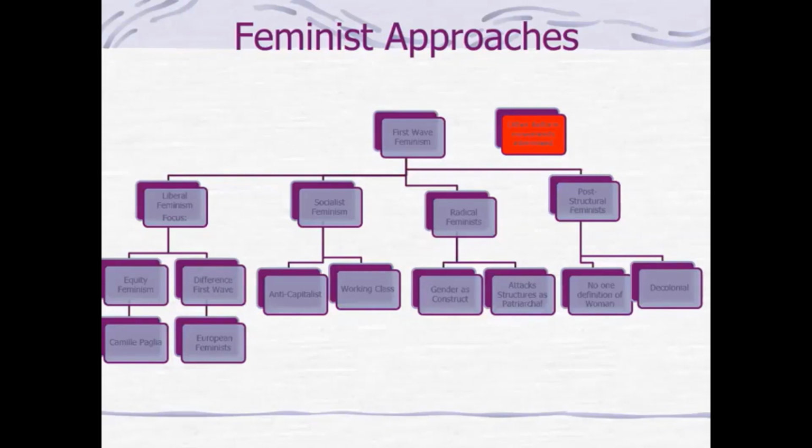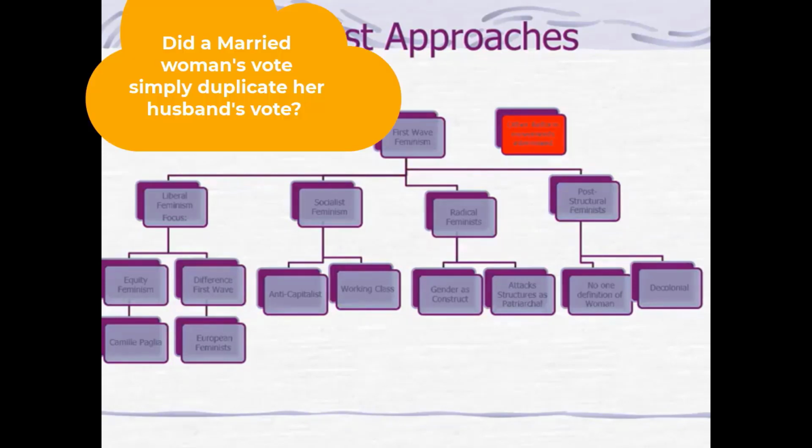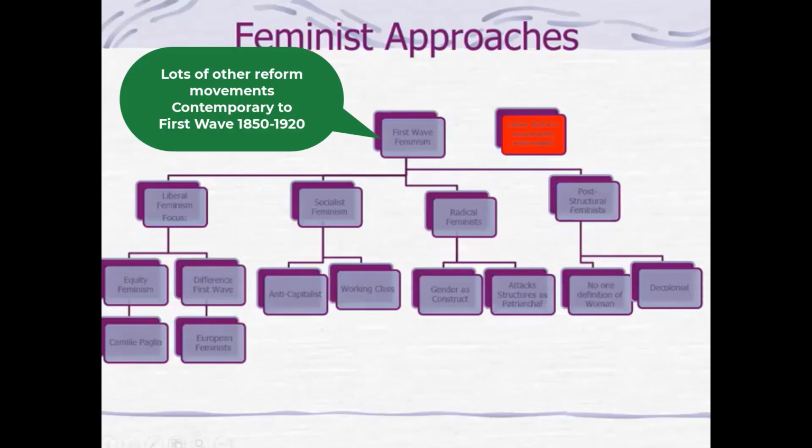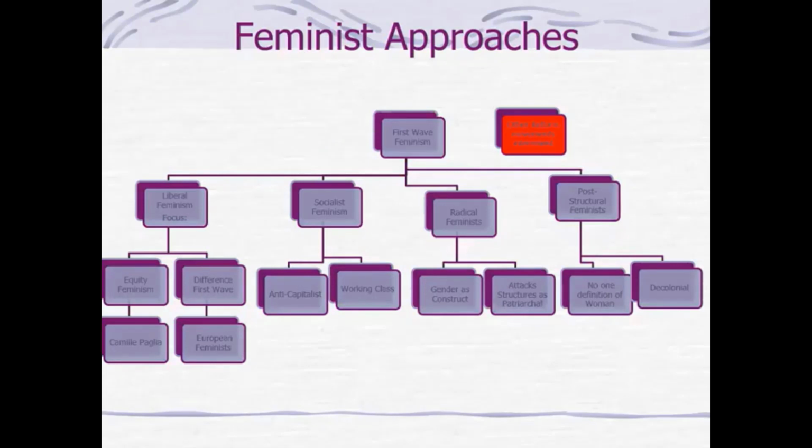A lot of the opposition to the vote had to do with the idea that giving women, particularly married women, the right to vote was going to simply duplicate their husband's vote. And so what was that going to give you in terms of voting? There are lots of other reform movements in this period. There are going to be economic reform movements. There's going to be socialism. There are going to be political reform movements of lots of different types.